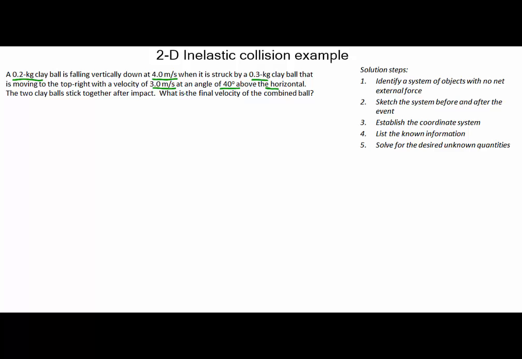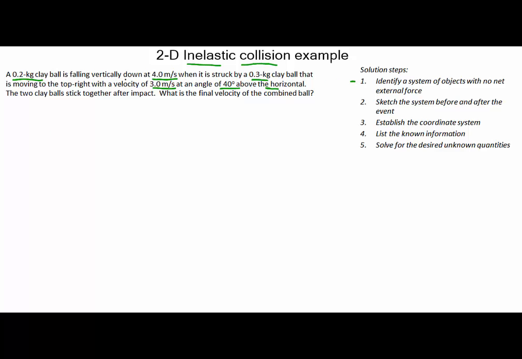So a couple of things here. One is that collisions where objects stick together after impact are called inelastic collisions. That's what makes this an inelastic collision example. And inelastic collisions are most easily solved using conservation of momentum. And so here are our solution steps for conservation of momentum problems. Our first step was to identify a system with no net external force acting on it. Only then is momentum conserved.